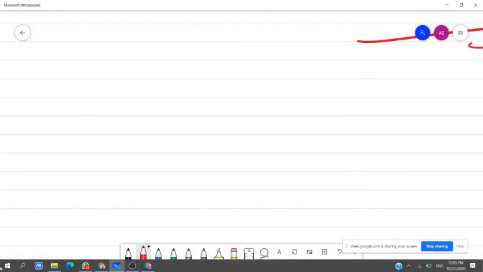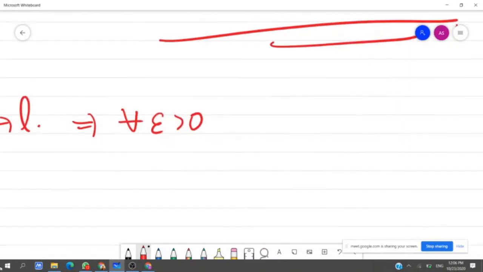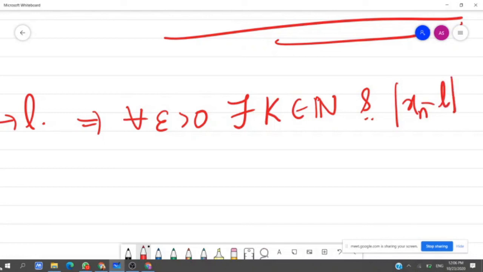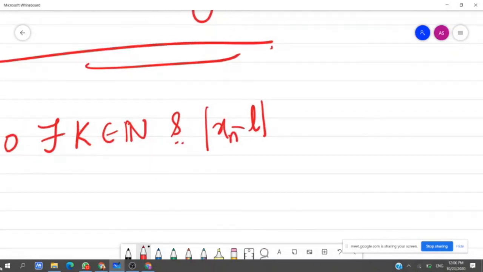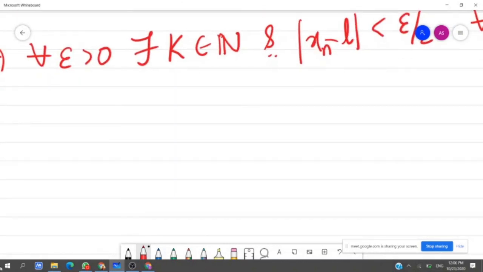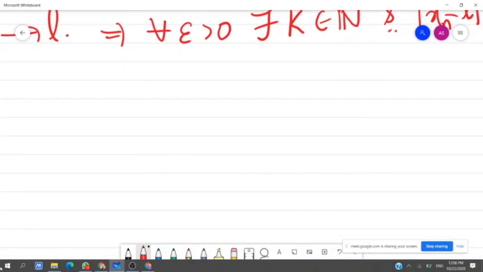Now this can also be done using the other definition. Let us assume xn converges to L. Then for every epsilon greater than 0 there exists a positive integer m, or we can take k, such that modulus of xn minus L is less than epsilon. It is better to take epsilon by 2 here, for all n greater than or equal to k. Then what we need to prove is modulus of xn minus xm less than epsilon.